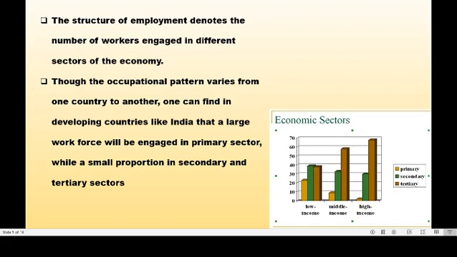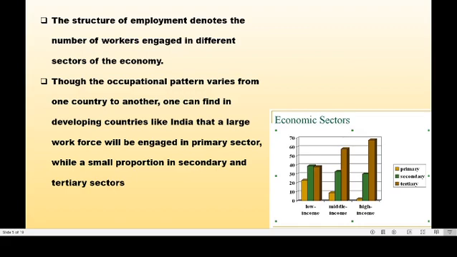In such a case, the structure of employment denotes the number of workers engaged in different sectors of the economy. As I told you earlier, more than 50% of the Indian population still depends upon agriculture. This structure denotes the number of workers engaged in different sectors of the economy. If there is a larger percentage in the agricultural sector, I mean in the primary sector, it denotes that a larger number of people are employed in the primary sector.